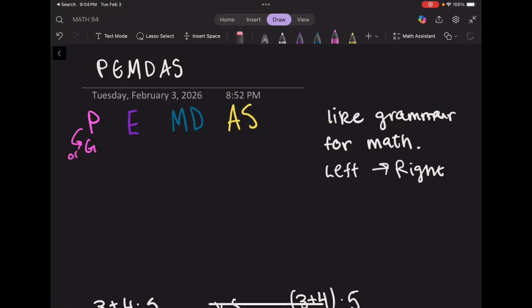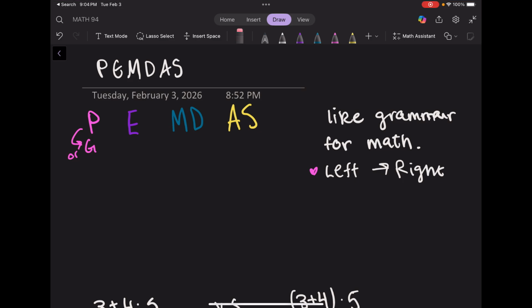Okay, so today we're going to learn about PEMDAS, or I like to call it GEMDAS sometimes, and you'll see why. So, I like to think of PEMDAS as grammar for math. Also, an important note is that we read from left to right, and we also do PEMDAS the same way, left to right.